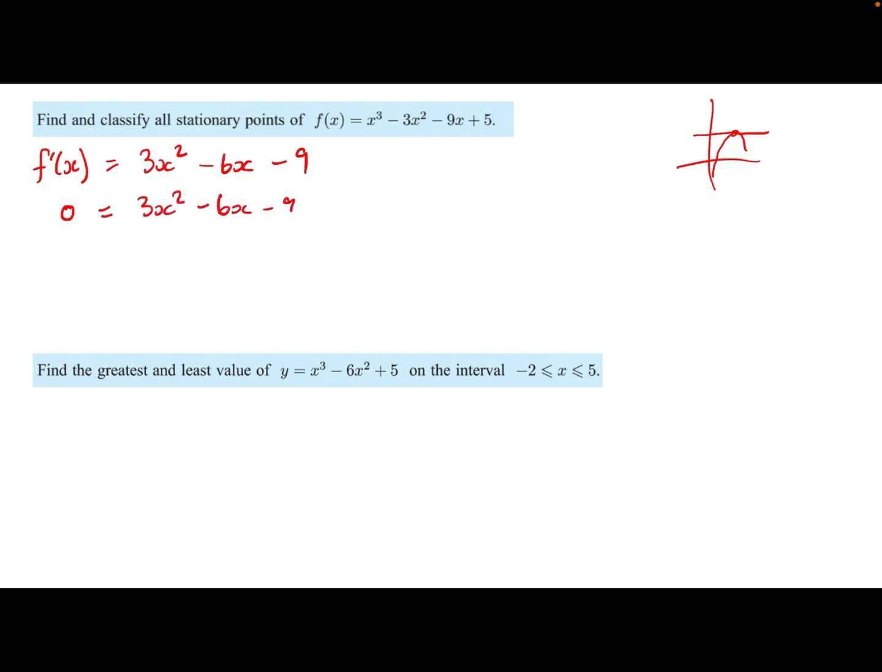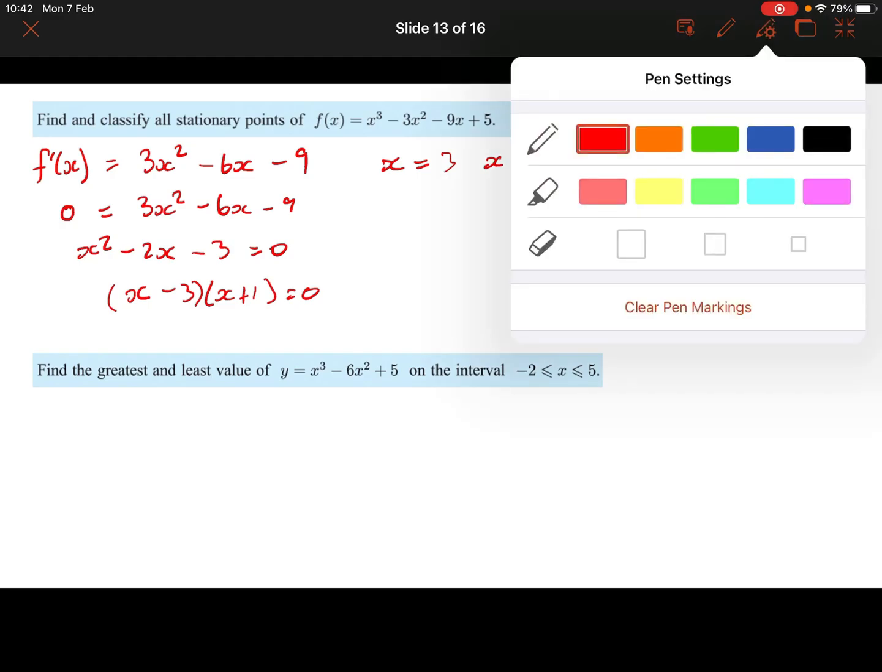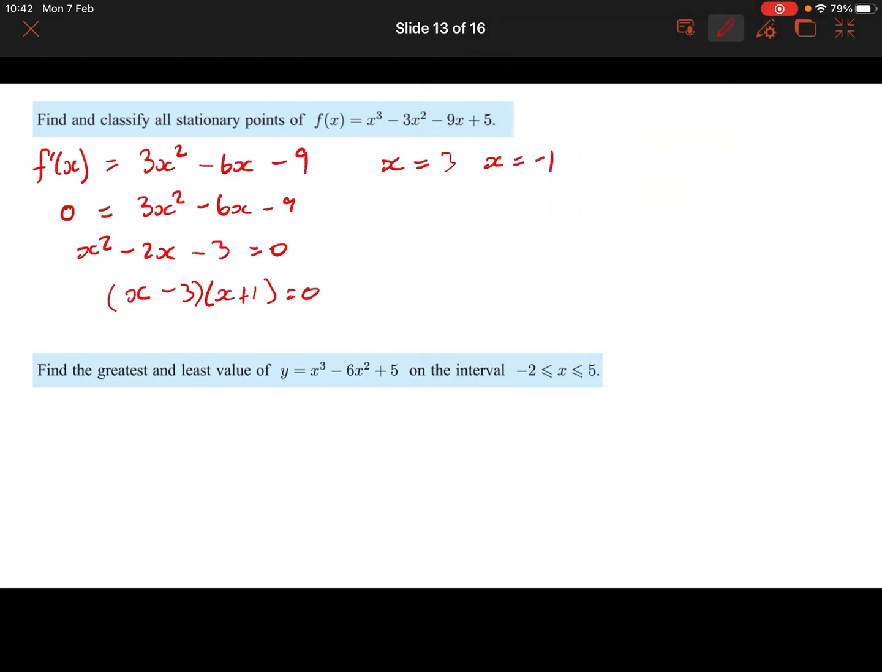Divide everything by 3: x squared minus 2x minus 3 equals 0. So I'm getting x minus 3 and x plus 1 equals 0. So I'm getting stationary points at x equals 3 and at x equals negative 1. So there are two stationary points on this curve, hopefully not surprising because it is a cubic. So I know where the stationary points are.